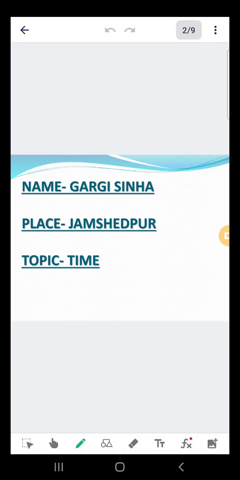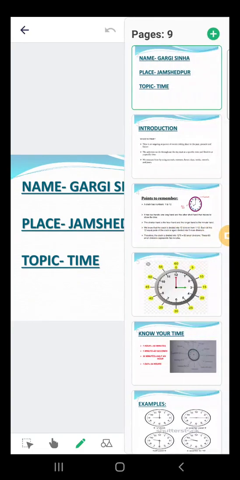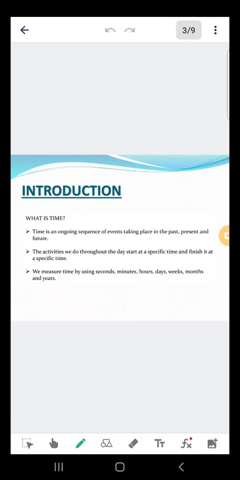I am from Jamshedpur. Today we are going to talk about an interesting topic, that is time. Time is used in our day-to-day life. Time can be seen in the clock, or we can say we use it daily, that is as a wristwatch. So let us introduce what is time.